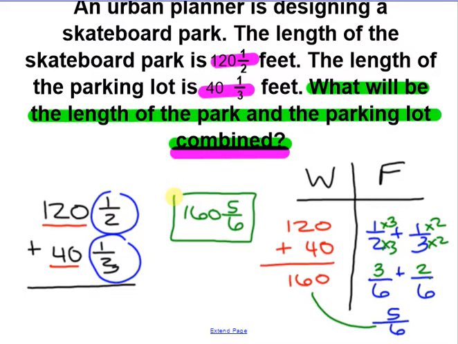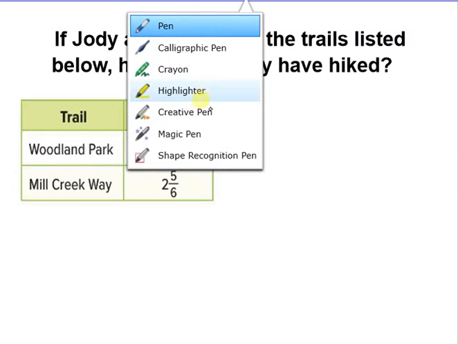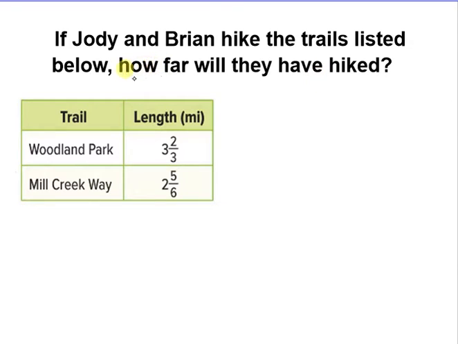All right, not bad. That WF chart comes in handy. Okay, if Jody and Brian hiked the trails listed below, how far will they have hiked? So again, I'm going to highlight my question. How far will they have hiked?